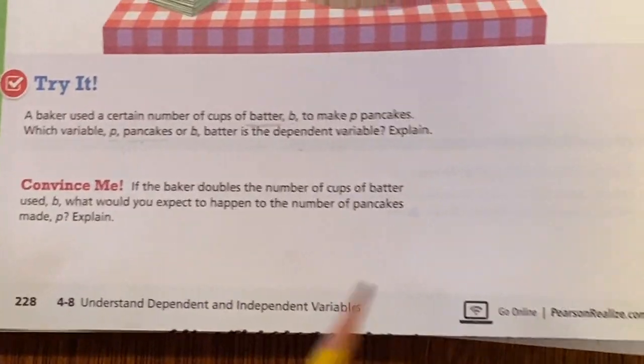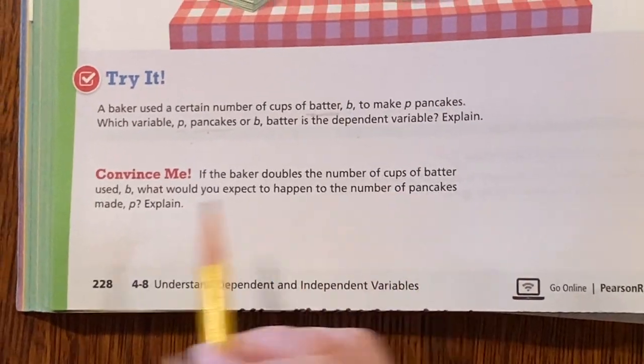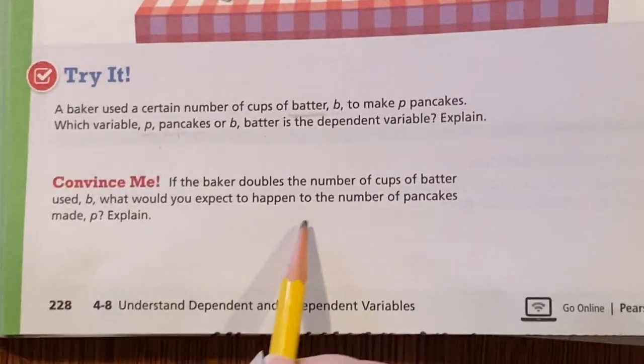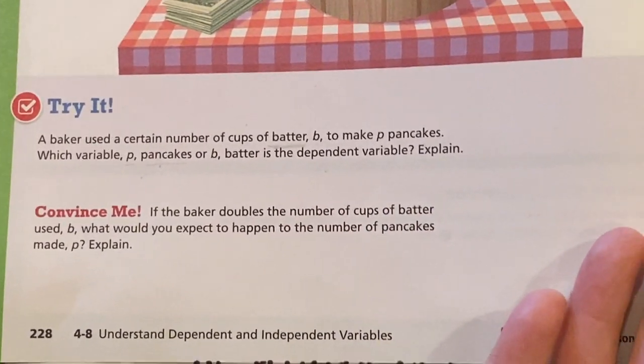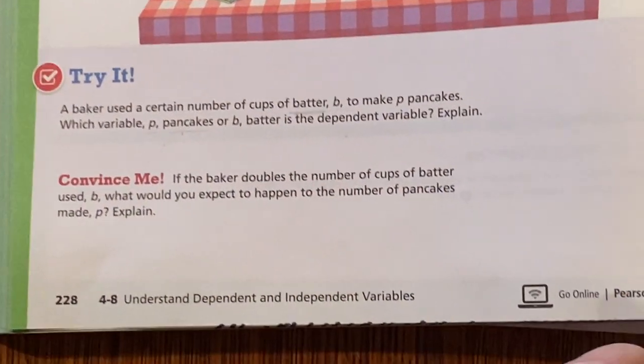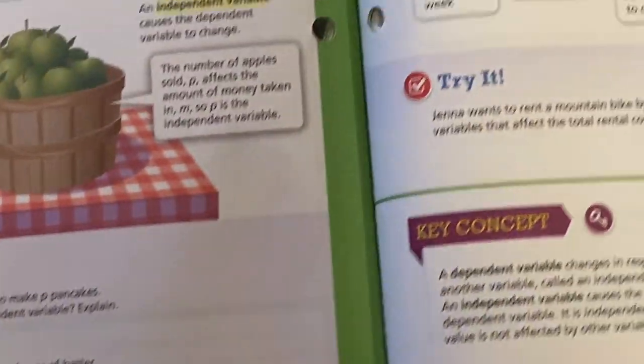Okay? Convince me! If the baker doubles the number of cups of batter used, B, what would you expect to happen to the number of pancakes made? Well, you'd expect it to double, right? Twice as much batter, twice as many pancakes. Okay, let's look at page 229.